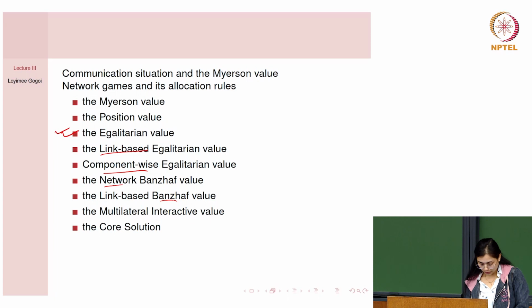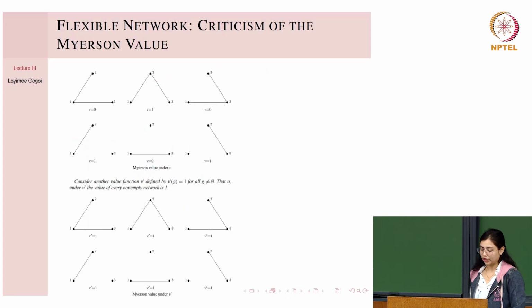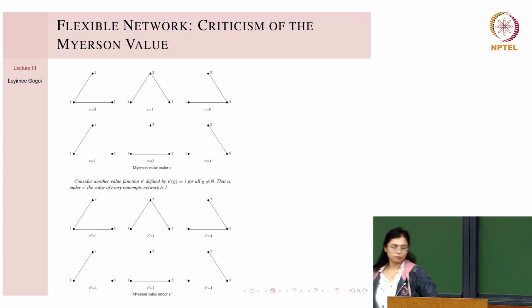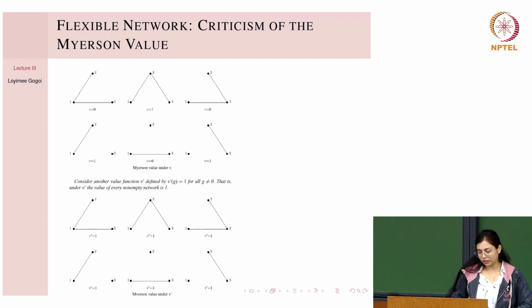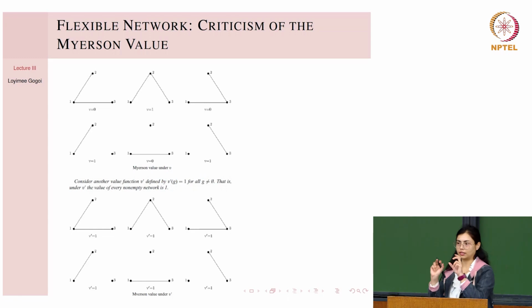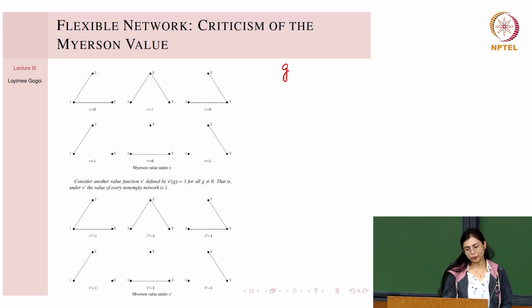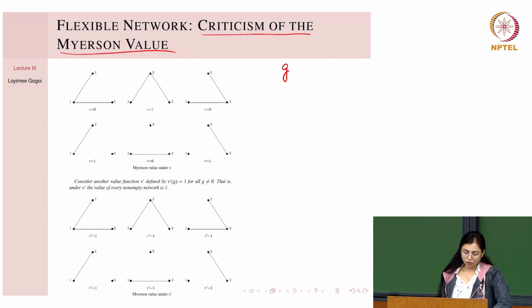So now I want to talk about some criticism of the Myerson value. So now we are discussing the fixed networks. Those are fixed networks where we have one network Z, right? So we call it a fixed network. So now when we define the Myerson value, then we have some criticisms. So what is the criticism?